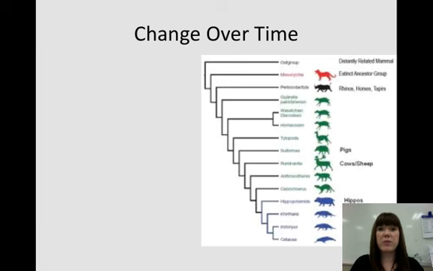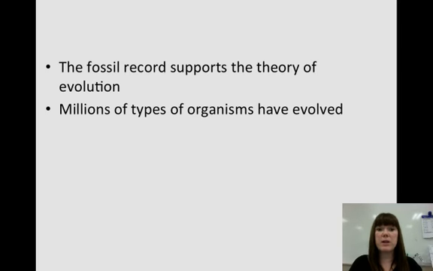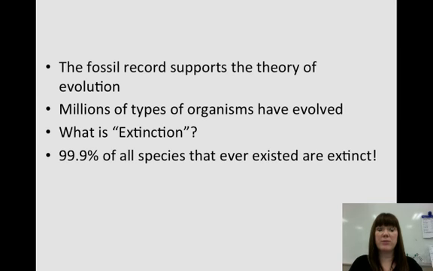We use the fossil record for some very important things. We use it as evidence to the history of the Earth, and also to see how organisms have changed over time. The fossil record supports the theory of evolution, which is the gradual change of an organism over time. Millions of types of organisms have evolved over time, and most of them have become extinct in the process. What is extinction? It's when a species is no longer living on the Earth. And 99.9% of all species that have ever existed are extinct.